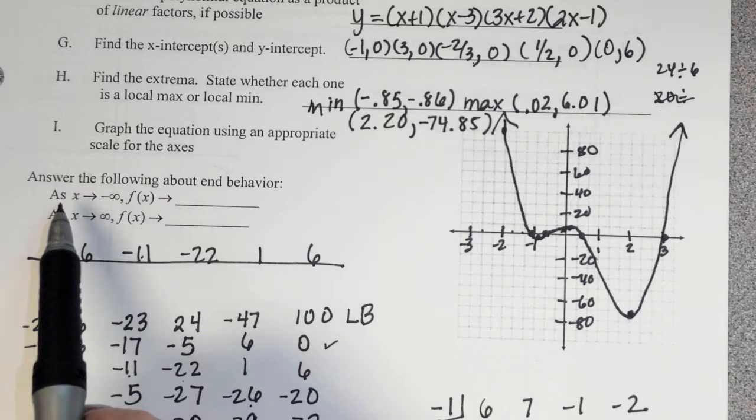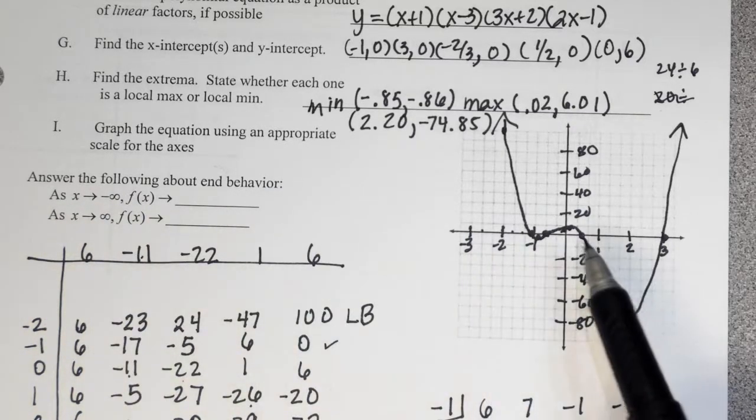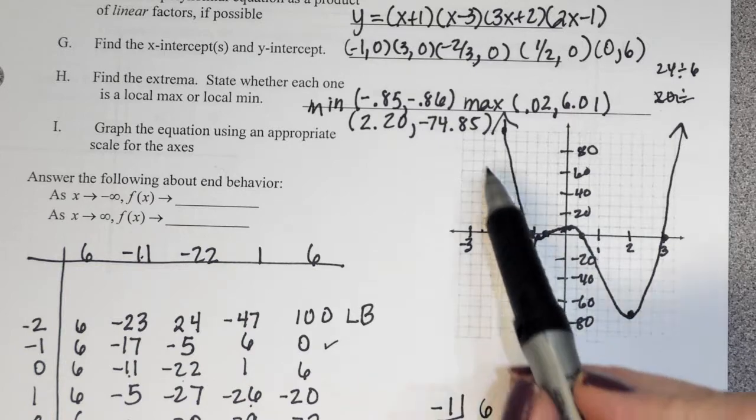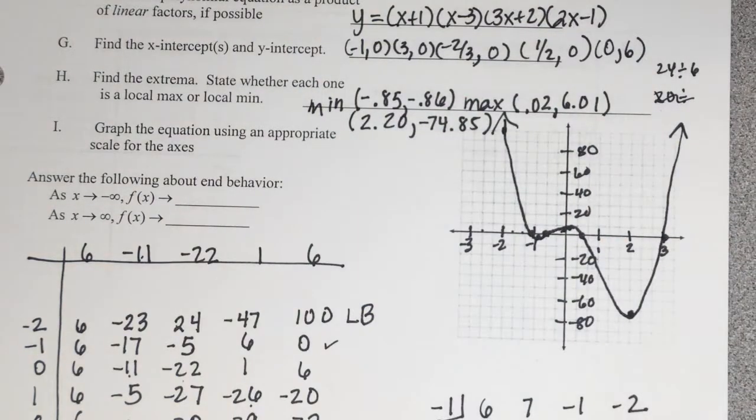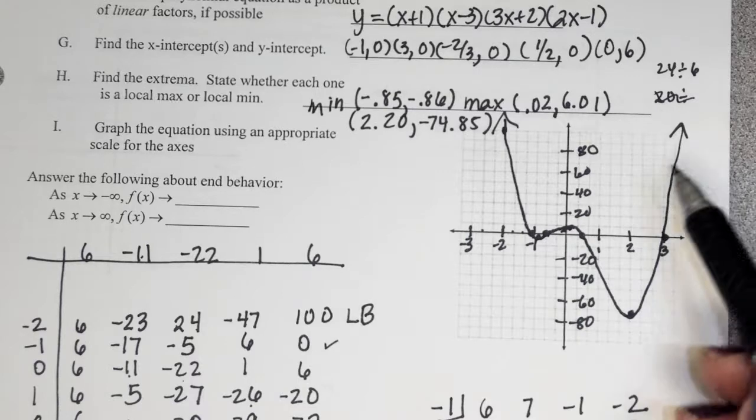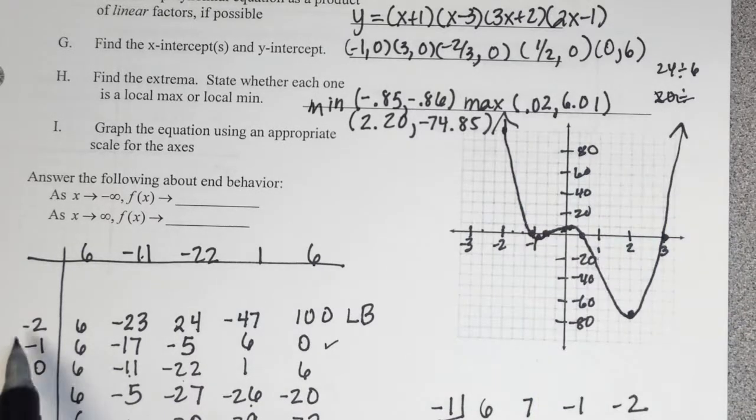Answering these final questions. As x goes to negative infinity, as my x's go down this way, what's y going to? Neil, yeah. What's the question? Like, where did the point, like in the top left corner? Like, that point, negative 2, 100. Any other questions before we finish this?